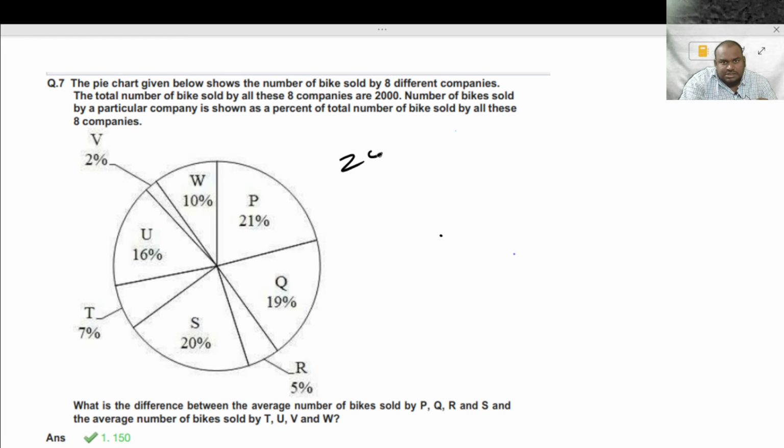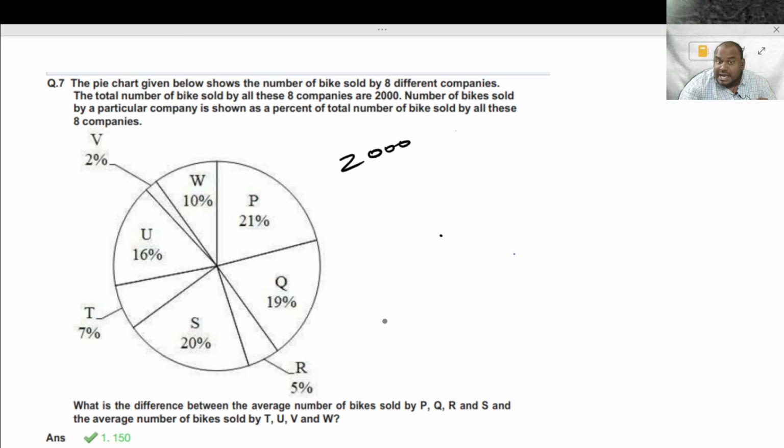Total number is 2000. Number of bikes sold by a particular company is shown as a percentage of total number. The same, similar question we discussed. The number of bikes sold by each company is given in terms of percentage. So what is he asking? What is the difference between the average number of bikes sold by PQRS and the average number of bikes sold by TUVW?